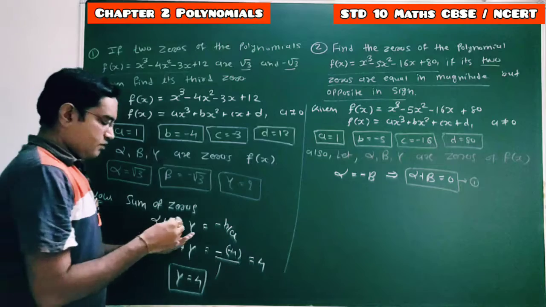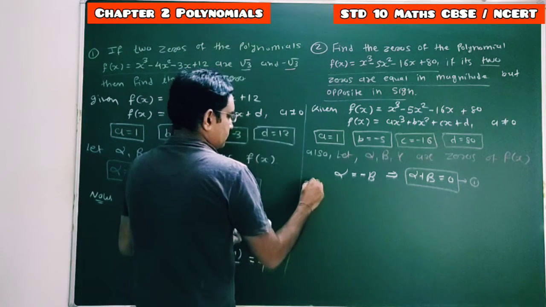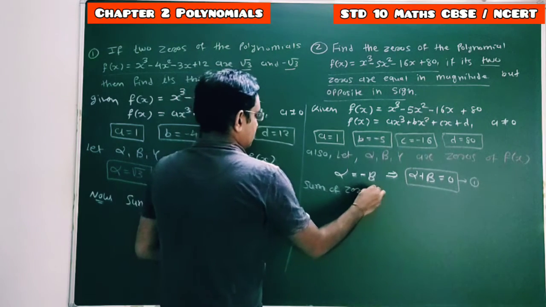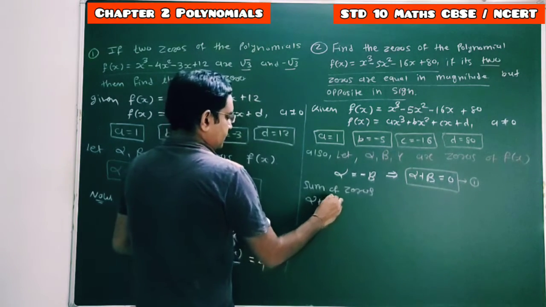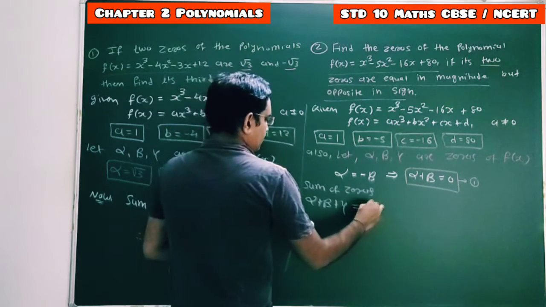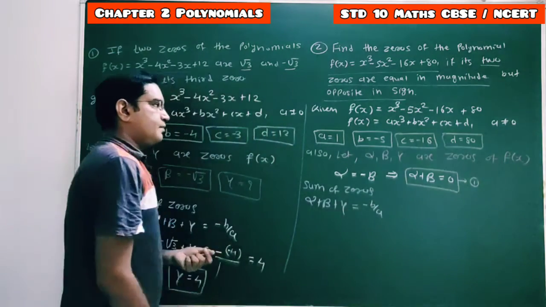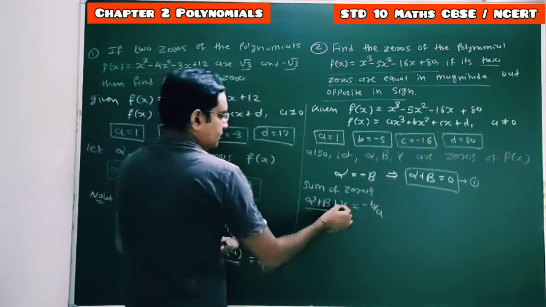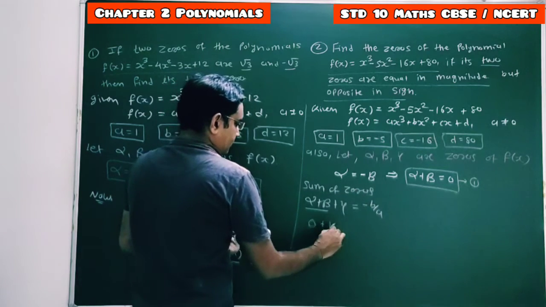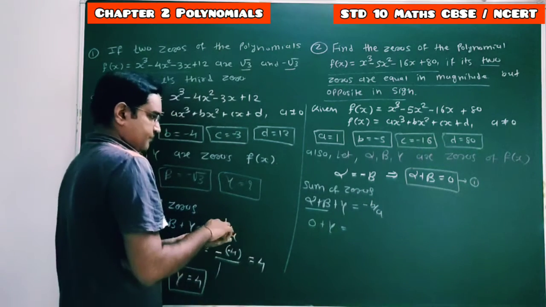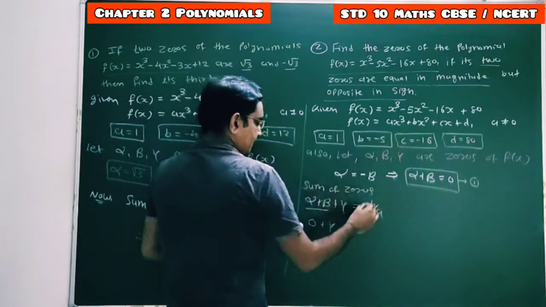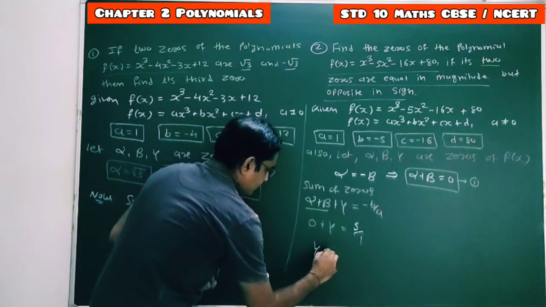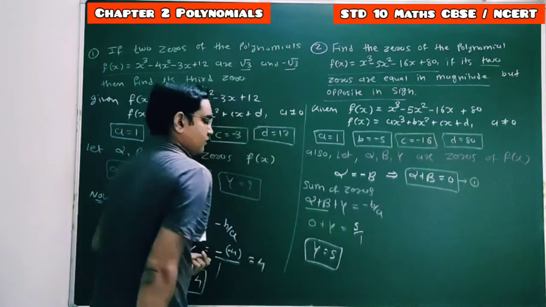So let's start with sum of zeros. Sum of zeros, that is alpha plus beta plus gamma equal to minus b by a. Now alpha plus beta is equal to 0. 0 plus gamma equal to minus b by a, minus of minus 5, it's 5 by 1. So gamma equal to 5. This is the first zero, gamma equal to 5.